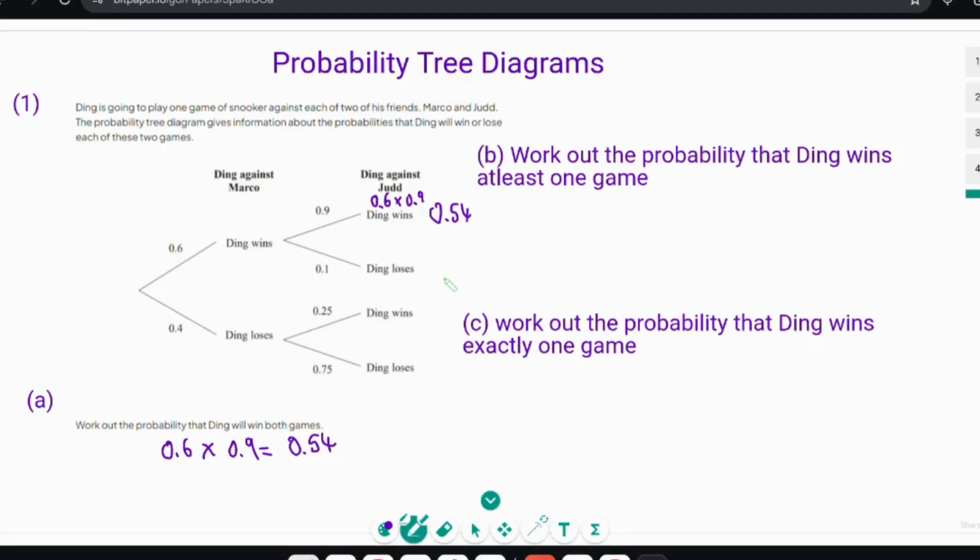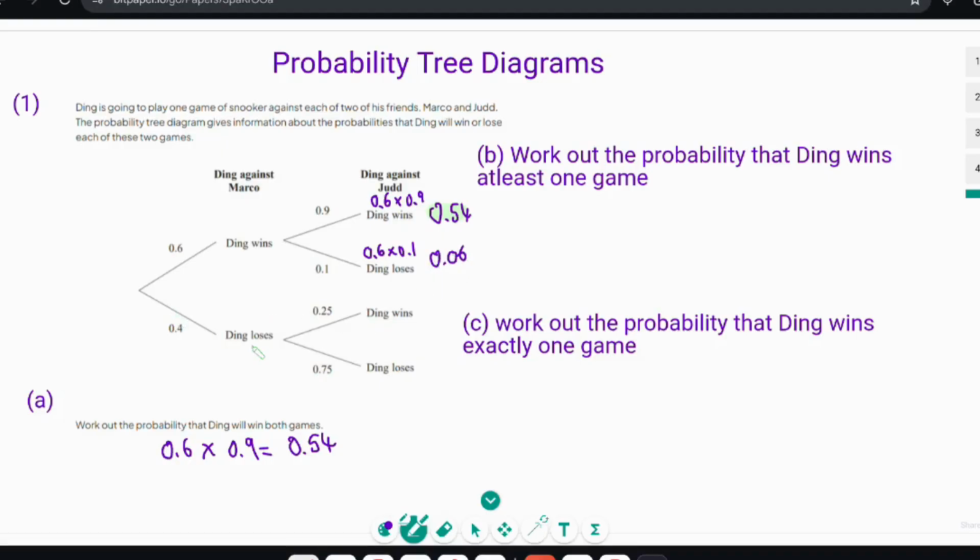Work out the probability that Ding wins at least one game. Well, this is a win-win, so we need that option. Here, he wins the first game. So if I travel along this branch, it's win and lose. Well, yes, he's won at least one game. So that's 0.6 times 0.1, which is 0.06.